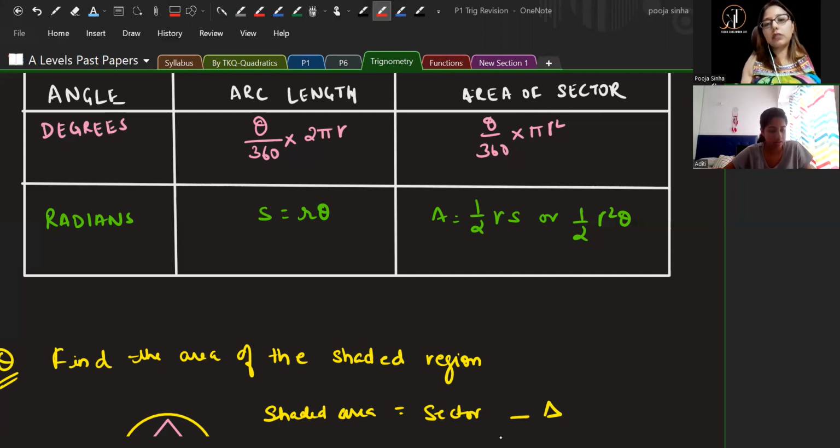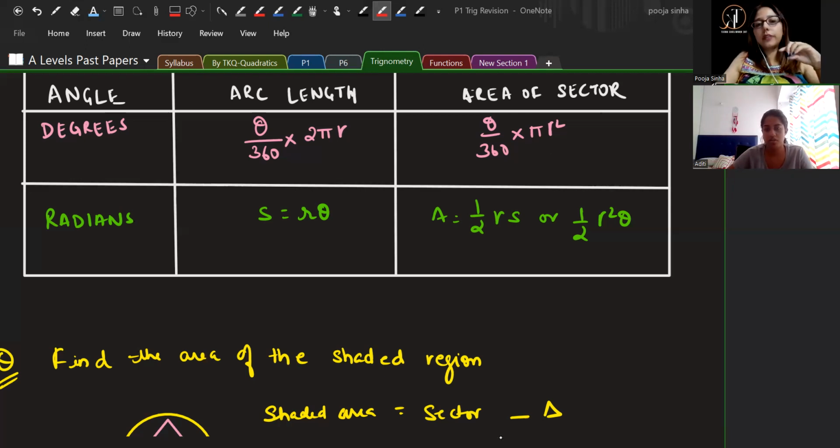Now suppose I ask you to give me the exact answer, not in terms of pi. Put the value of pi. Then what is the arc length? 15.7. Understood now? Getting clearer now? Yeah. Next question.